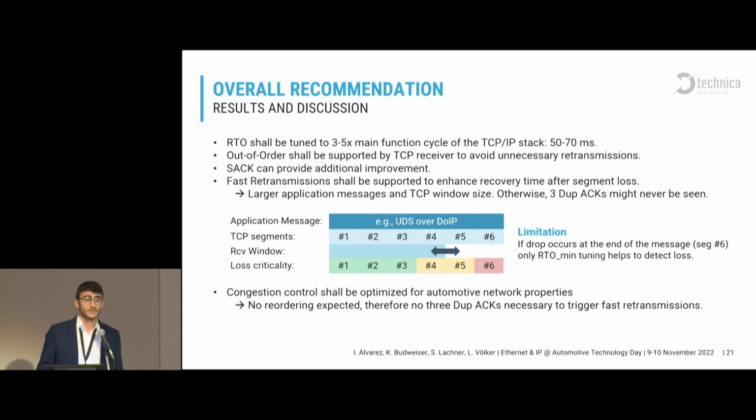Also, we have seen that selective acknowledgement can give us additional advantages in the case that out-of-order is supported. And fast retransmission is also a very interesting feature in the case that we have large application messages. We have also seen that in order for this to work, besides having big application messages, the TCP window size must be large enough to make sure that we can receive duplicate ACKs in transmission. And last but not least, congestion control has never been optimized for automotive applications, and this is a need that we have now, especially because we have no reordering, and therefore there is usually not a need for 3 duplicate ACKs in order to trigger the fast retransmission mode.